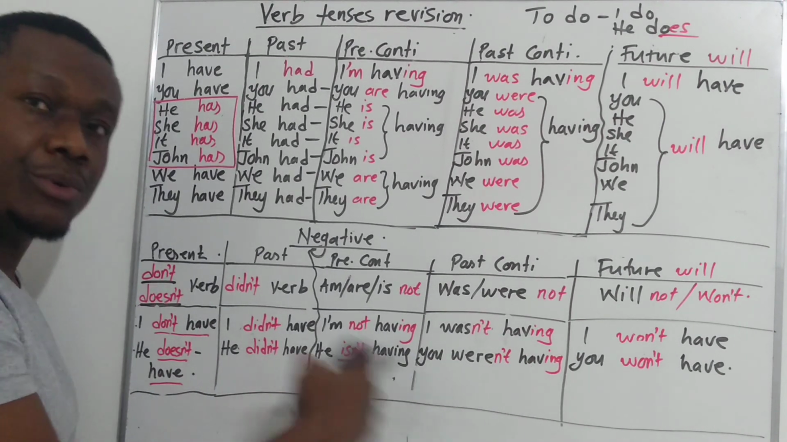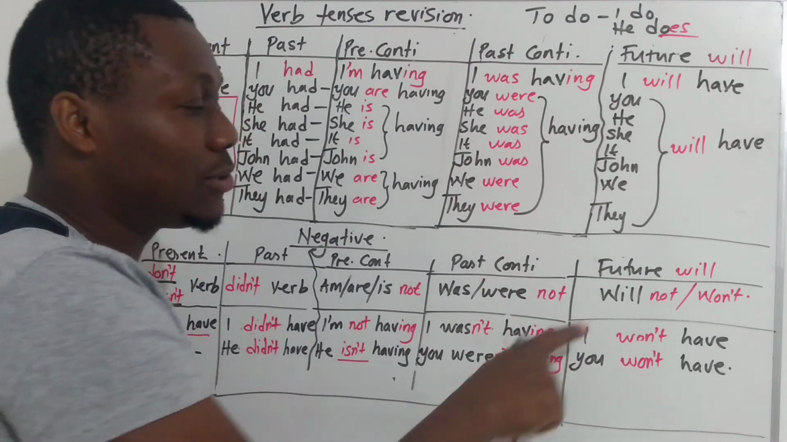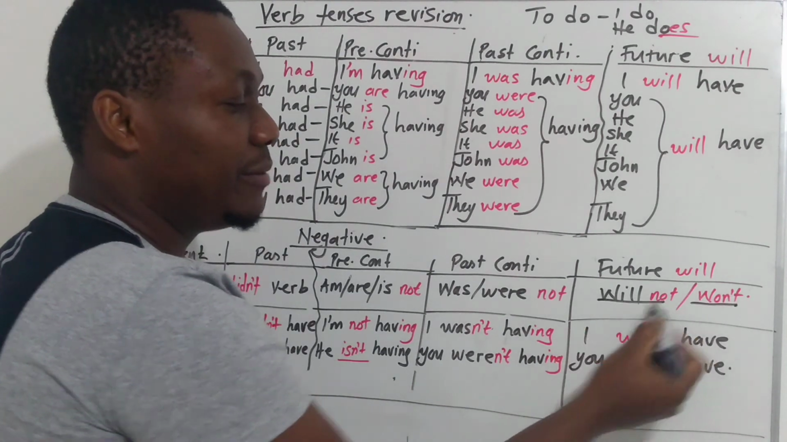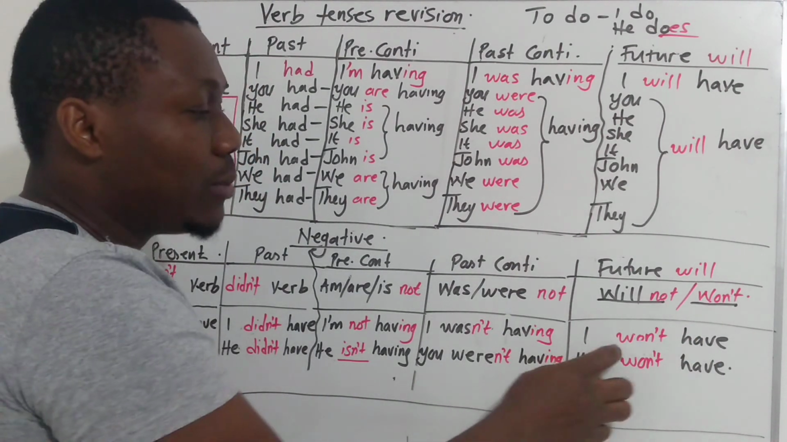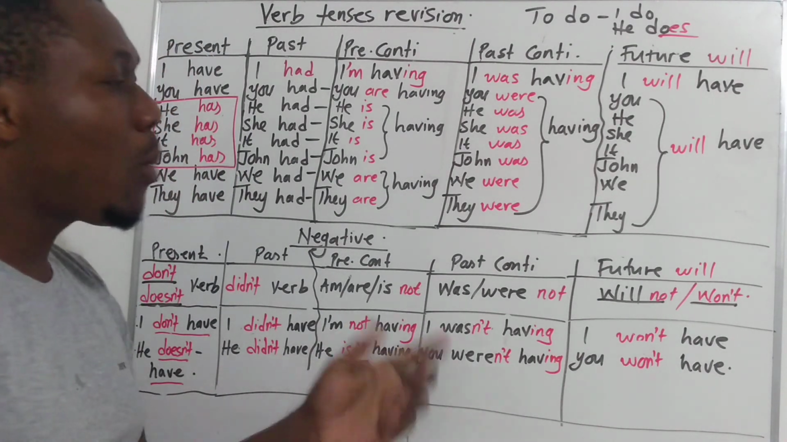Okay? This is to refresh your memory. Good. Now future, our last class, will not or won't, which is a contracted form, the abbreviated form of this. So I won't have, you won't have. Okay, why is this important?